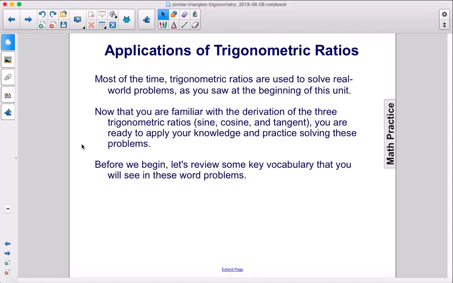Applications of trigonometric ratios. Most of the time, trigonometric ratios are used to solve real-world problems, as you saw at the beginning of this unit. Now that you're familiar with the derivation of the three trigonometric ratios, sine, cosine, and tangent, you are ready to apply your knowledge and practice solving these problems. Before we begin, let's review some key vocabulary that you will see in these word problems.